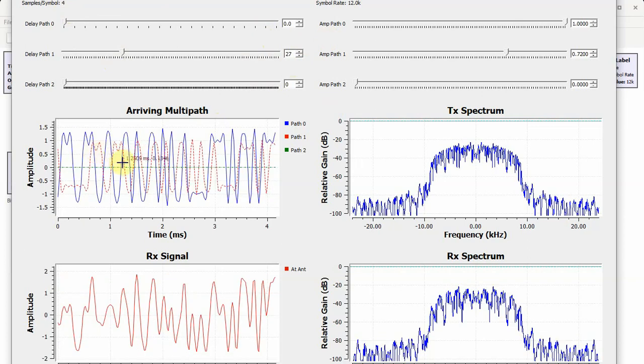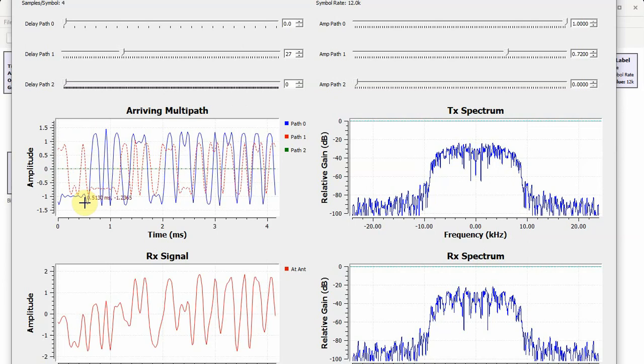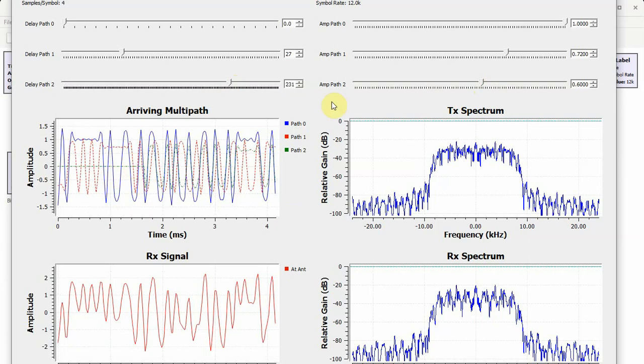So here you can see that this symbol is actually visible here. So it's interfering around 1, 2, 3, 4, 5, 6 symbols into the future. And the same goes for the next one. So this symbol is visible here and so on. And once the third path is added, this clearly is a completely different waveform that arrives at the receiver.